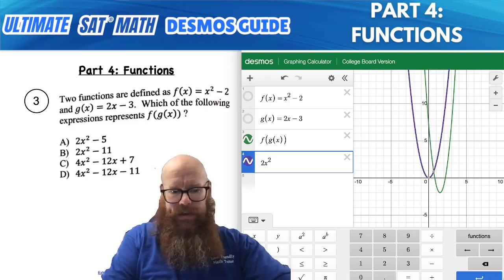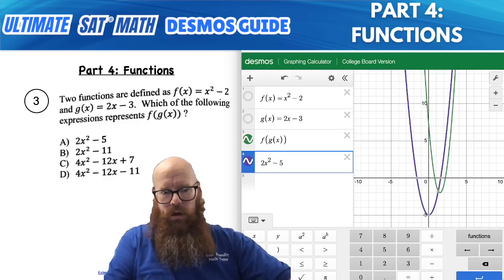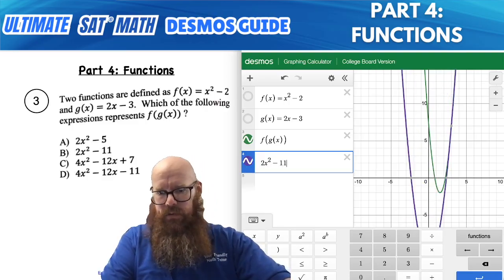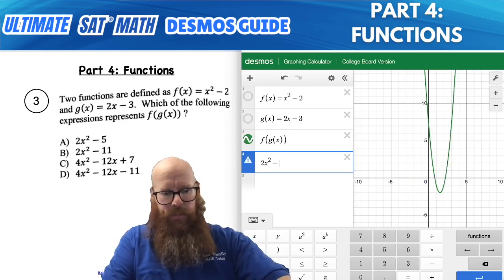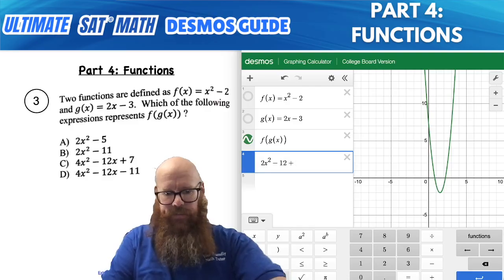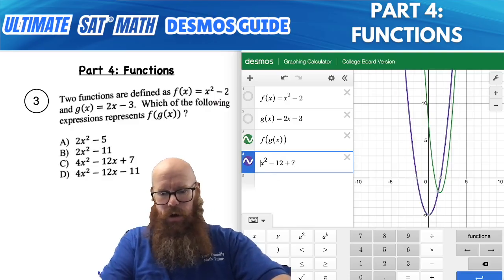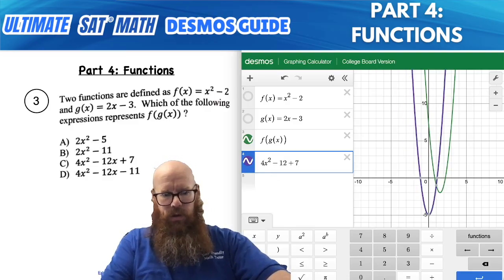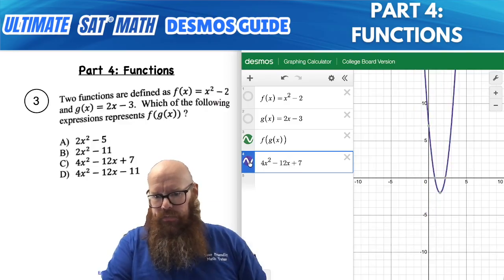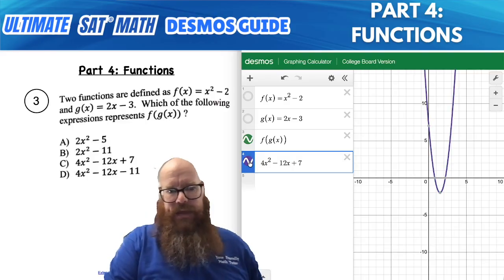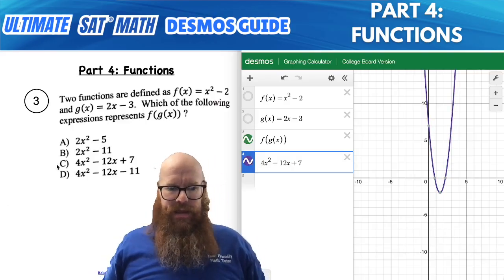So 2x squared minus 5 is wrong. Then I'll do minus 11, wrong. Then minus 12x plus 7, and then I have to switch this to a 4. And again, so it looks like, oh, nope, it should be 12x. And that is the same, right? So I got my answer, so the answer should be C.